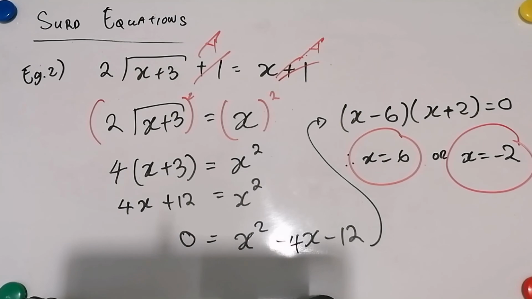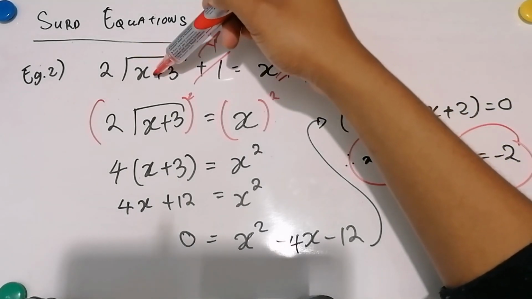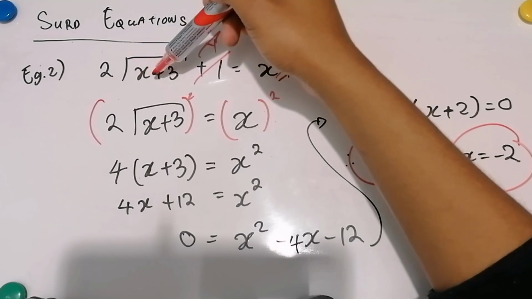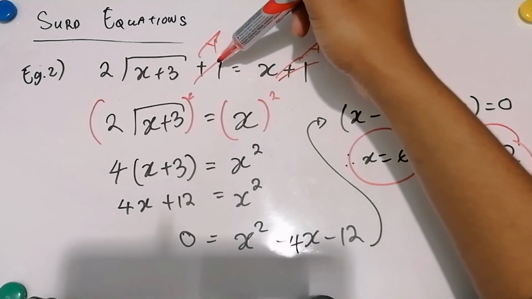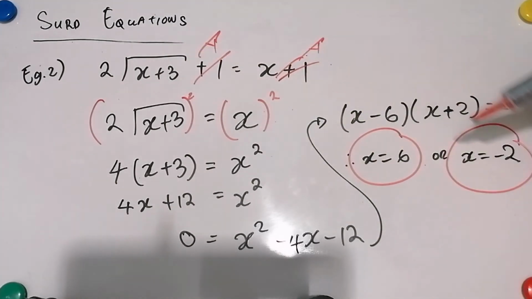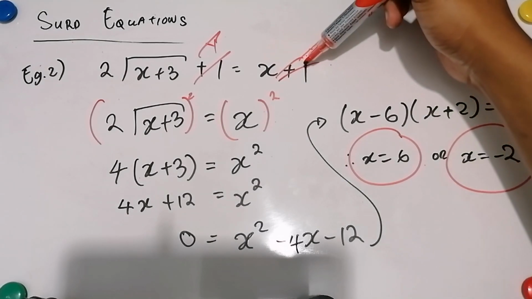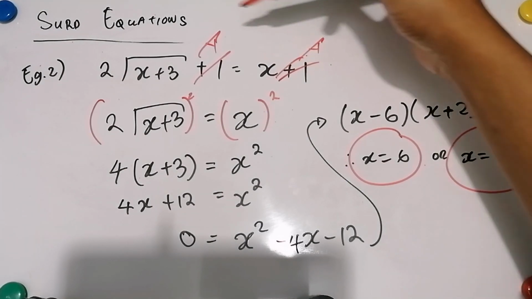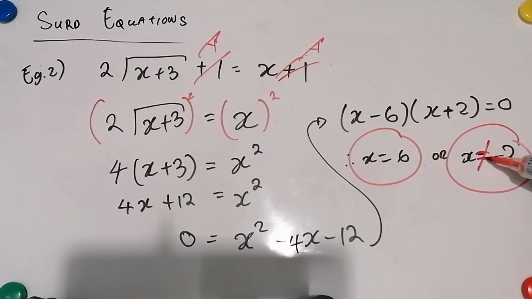Let's try negative 2. Negative 2 plus 3 is 1. Square root of 1 is just 1. 2 times 1 is 2, and 2 plus 1 is 3. Now, if we substitute x with negative 2 on the right hand side, that is negative 2 plus 1, which gives us negative 1. 3 cannot be equal to negative 1, so this one does not work. All you do is draw a line through the equal to sign, and off you go. That's how you solve surd equations.